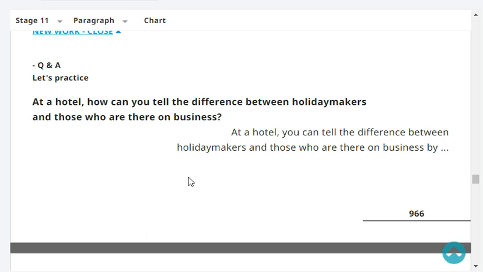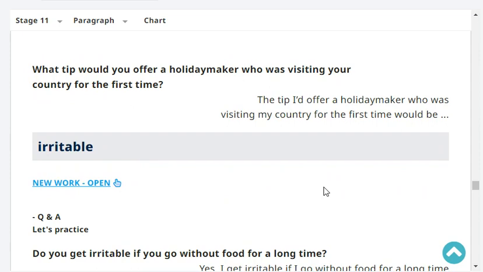At a hotel, you can tell the difference between holiday makers and those who are there on business by... How can you tell if the person in the hotel is a holiday maker or they're on business? By their clothes. Very good.